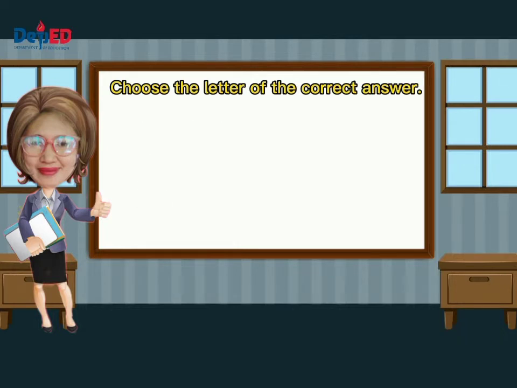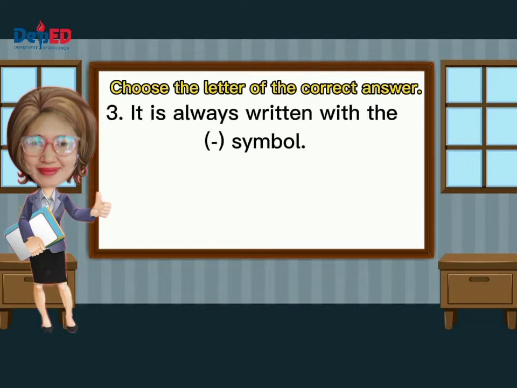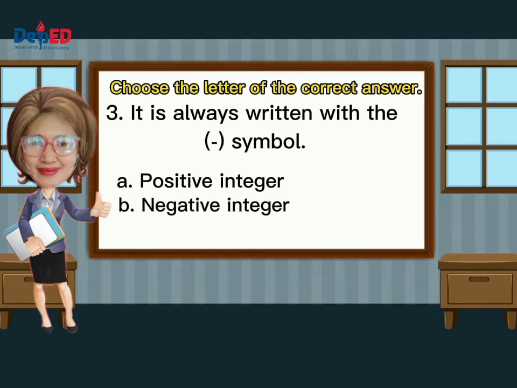Very good. Number 3. It is always written with this symbol. A. Positive integer, B. Negative integer, or C. 0. The answer is negative integer. Very good.